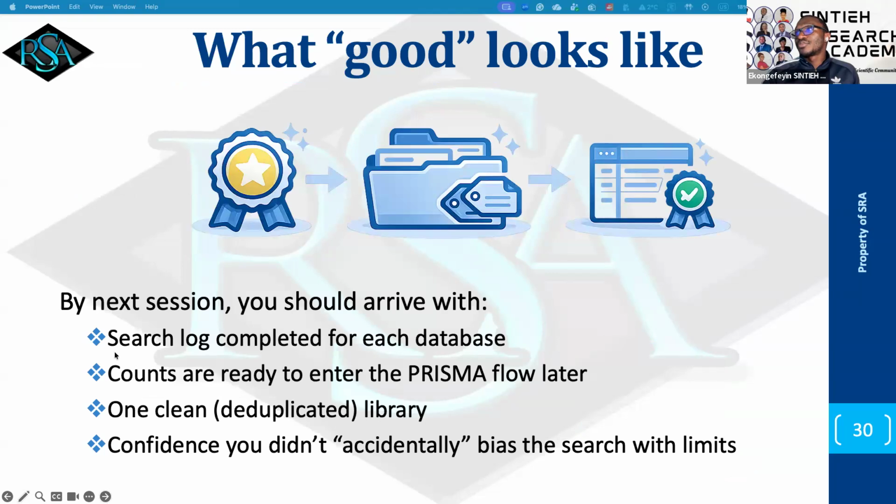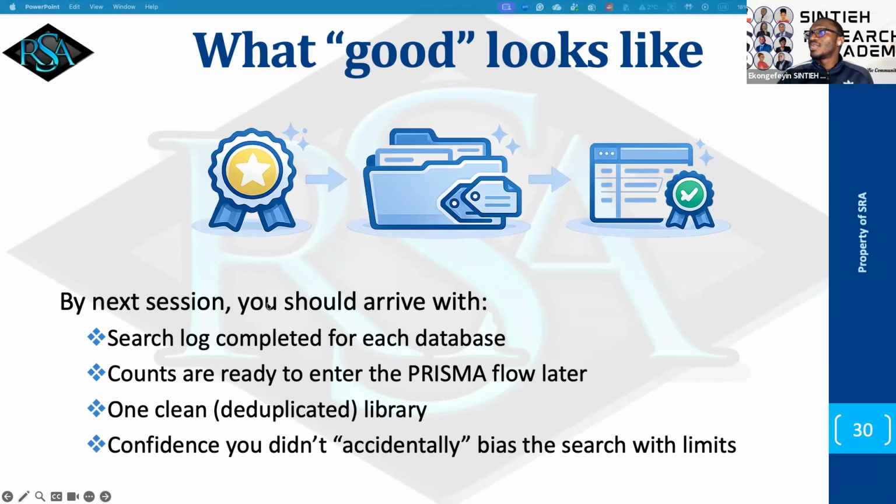But that's it. In the end, what I want you to know is that you need to have a clear detail of all the databases that you've searched. You need to count your process and put it in the PRISMA flow, and then you need to be able to duplicate everything. If you are able to do all of these things, then you'll be a good researcher.